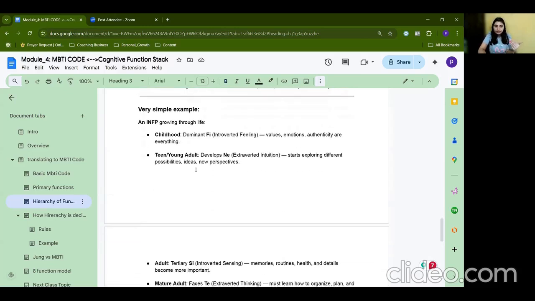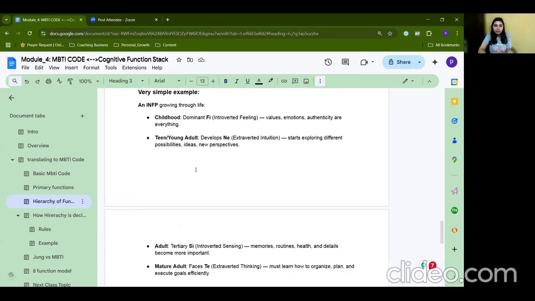For example, for INFP, like my childhood, I'm an INFP personality, so my dominant function is introverted feeling. So I have always tended to feel things very deeply. I always like to be authentic, and I always wanted to make decisions based on my values and my principles. So that's an introverted feeling function.